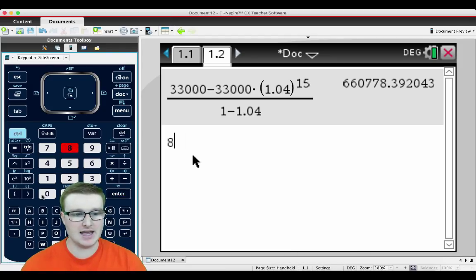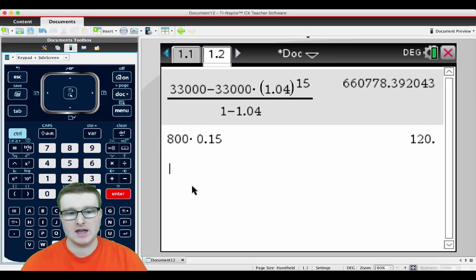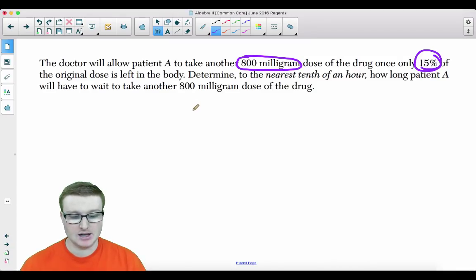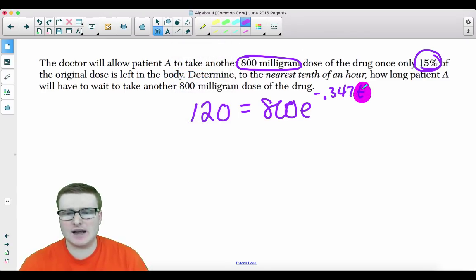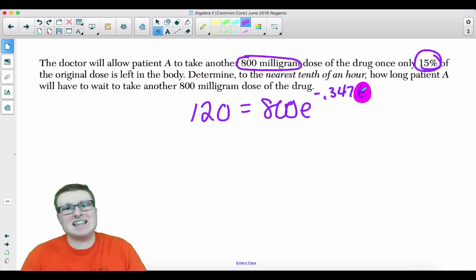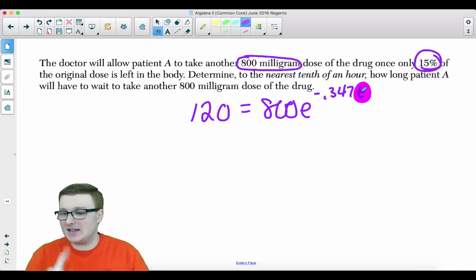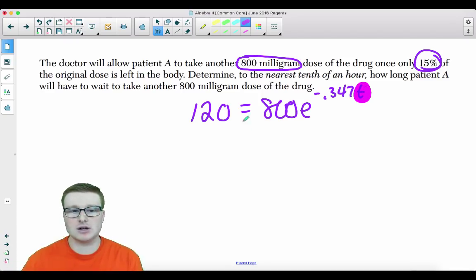We want to calculate 15% of that 800 milligram dose. So I go to my calculator and say, all right, 800 times 0.15, okay? The patient could take another dosage of the 800 milligrams when the amount remaining in the patient's body is 120 milligrams. So we're basically trying to find when is 120 milligrams equal to the equation 800e to the negative 0.347t. Why am I setting it equal to that? Well, because we're trying to find t. We're trying to find how much time needs to pass to get to that 120 milligrams, okay? And that t will tell us, hey, patient A, you could go ahead and take that drug in this many hours. So let's go ahead and solve for it.